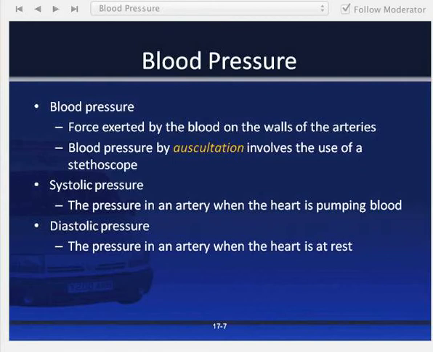A blood pressure measurement is made up of both systolic and diastolic pressures. If it is written as a fraction, for example 116/78, the systolic number is the numerator or the top number, and the diastolic number is the denominator or the bottom number. One way that I remember it: systolic is when the heart is contracting, so systolic squeeze.